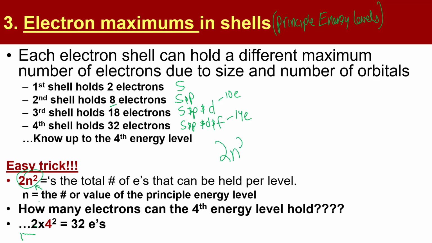The calculation of 2n squared, where n is equal to the number of the principal energy level, can help you figure out the maximum number of electrons that you can hold in any ring, shell, or principal energy level. The way it works is like this.